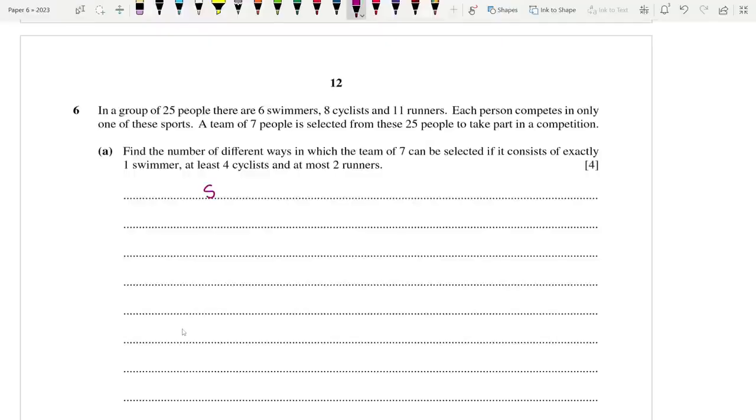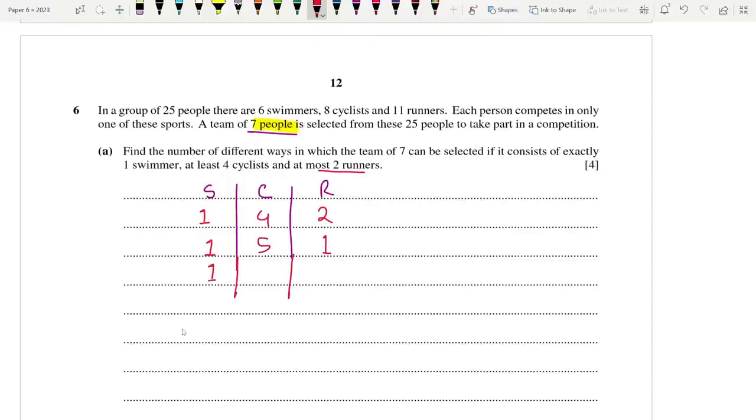Okay. So swimmer, cyclist, runner. We need to pick 7 people. And one swimmer is fixed. We can have at least 4 cyclists and at most 2 runners. So this is one combination, 2 4 1, which is 7. At most 2 runners. So what can we have? One swimmer, one runner, then 5 cyclists, and what's the last one?